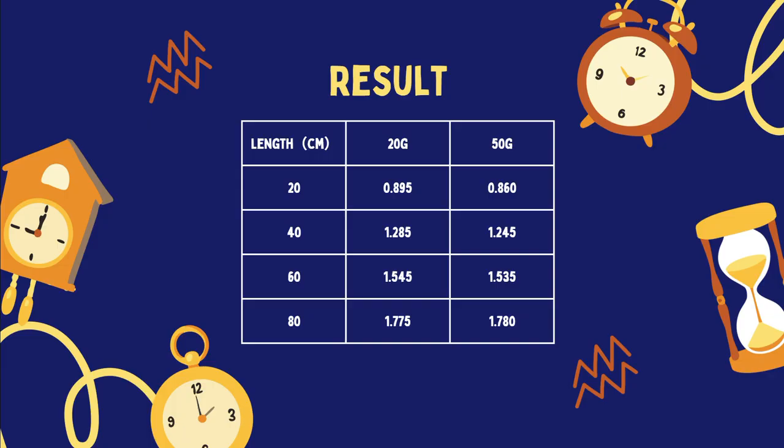Although the masses were different, the recorded periods were very similar. This suggests that the pendulum length has a significant influence on the oscillation period, while the mass has little or no effect. These observations agree well with the theoretical prediction discussed earlier.